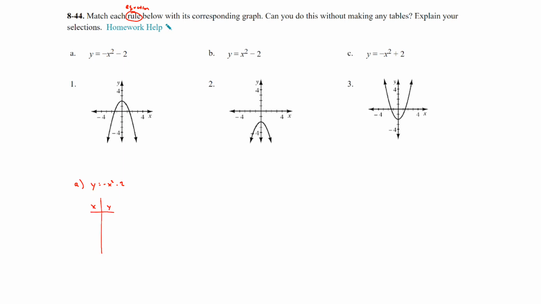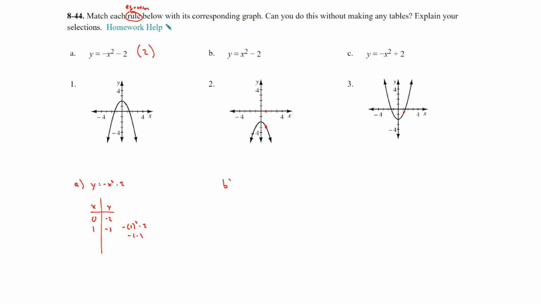So for example, on this one, if I plug in 0, I get negative 2. So that means graph 1 is out because it starts at 0, 2. So we're either doing 2 or 3 here. And so maybe if I find one more point, if I plug in 1. Now remember, it's not the negative that's being squared, it's just the 1. So it would be negative 1 minus 2, which would be negative 3. So at 1, this appears to be at negative 3. This one appears to be somewhere between maybe 0 and negative 1. So I would say on A, this would represent graph 2.